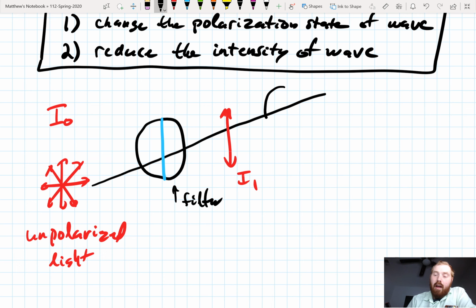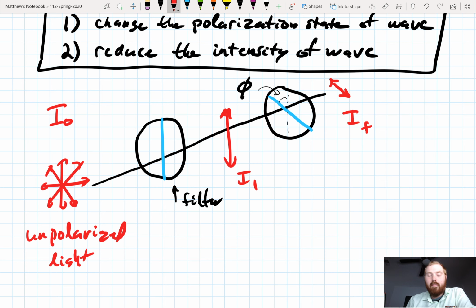Well, then we can have another polarizing filter. This one could be a different angle. Let's have it go this way. That'll be some angle phi. Now, this ray is not completely orthogonal to that, so some of it gets through. And there's some final intensity. So as we cross through the filters, the intensity of light getting through keeps getting lower and lower.